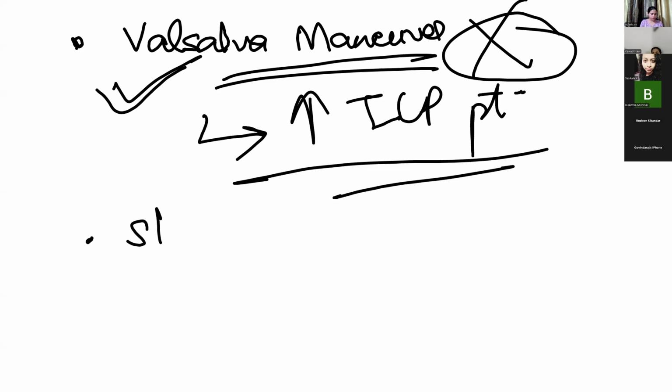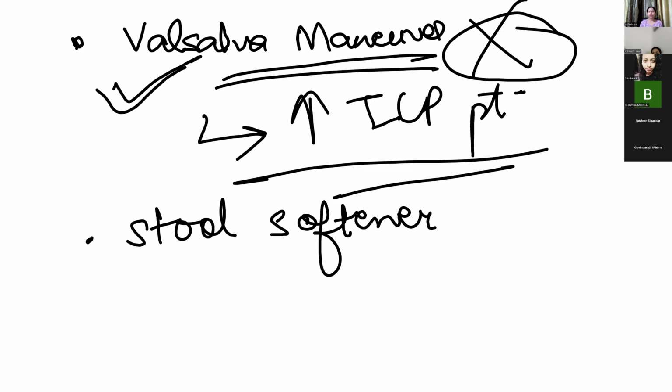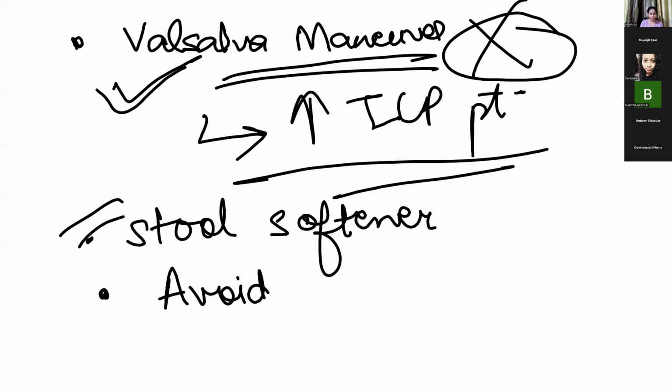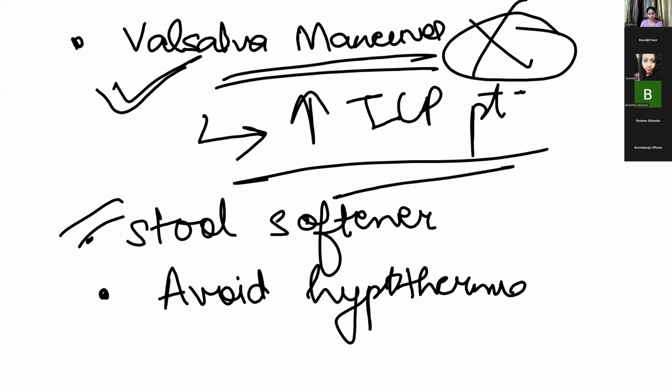Then you can give stool softener. Why will we give stool softener? Because we saw in the causes that constipation can also be a cause of increased ICP. For that purpose, we will give stool softener. Then avoid hypothermia. You need to maintain normal temperature. So these are all the things which you should keep in your mind.